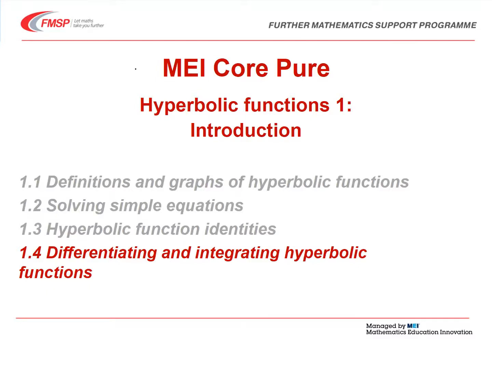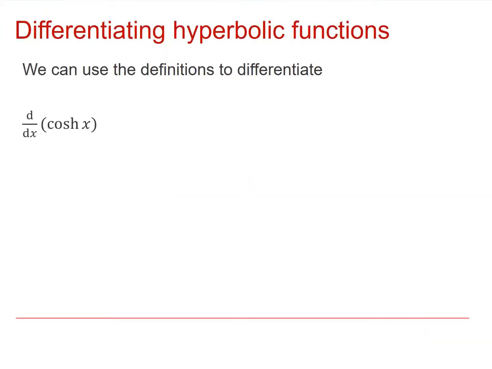This is a video for MEI Core Pure Mathematics, Hyperbolic Functions 1, differentiating and integrating hyperbolic functions. We can use the definitions of cosh x to differentiate it. This thing here will become d by dx of e to the x plus e to the minus x all over 2.